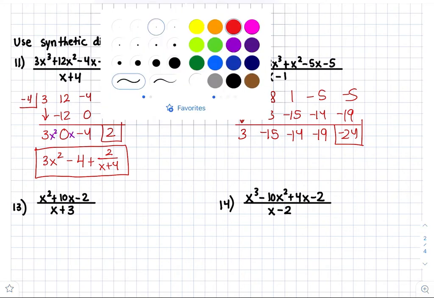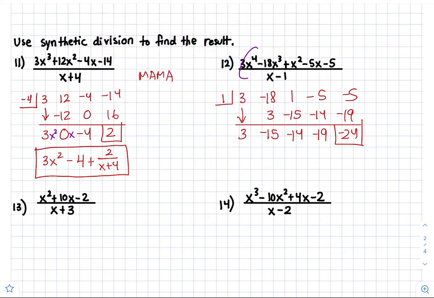So remember, look at our highest one, and then you guys go 1. You decrease the exponent by 1 for each one. So that's x to the third. This would mean x to the second. This is x. And that one's just negative 19. So our answer, you guys, is going to be 3x to the third minus 15x squared minus 14x minus 19 minus 24 over, since this is a remainder, put it over what we were dividing by, x minus 1.